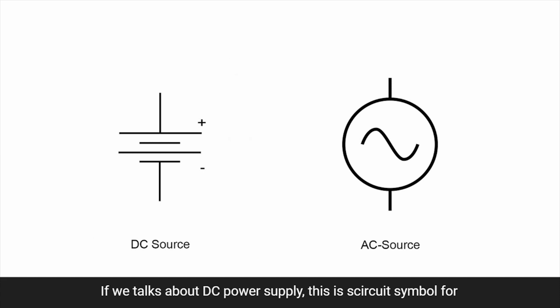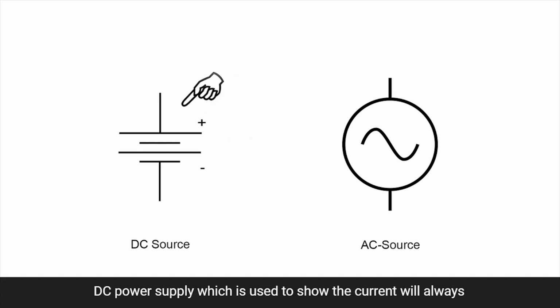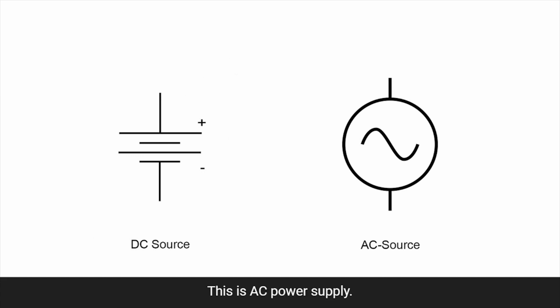If we talk about DC power supply, this is the circuit symbol for DC power supply, which is used to show the current will always flow in one direction. This is AC power supply. It shows the current will keep alternating directions.